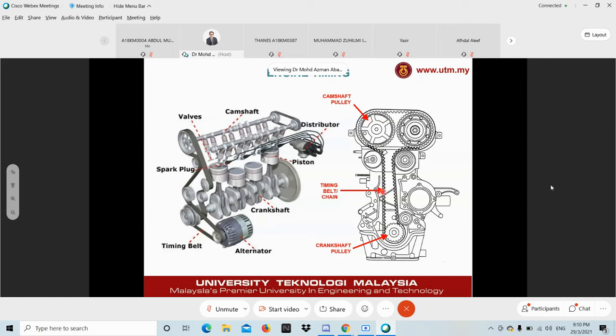So the camshaft pulley is actually connected to your camshaft, and your camshaft pushes your intake valve or exhaust valve to open or close and so forth. So the timing of the valve train is actually connected to the crankshaft. Okay. So those three are the main components under the engine timing: crankshaft pulley, timing belt or timing chain in certain engines, and also camshaft pulley.